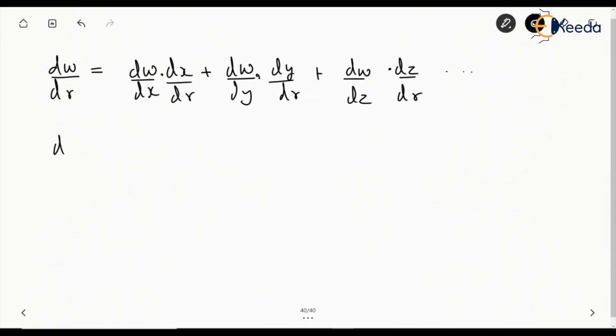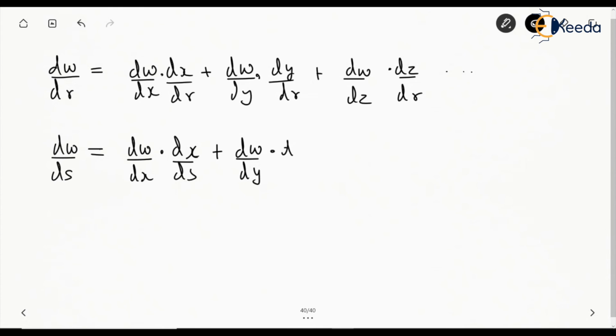Similarly, if we are differentiating with respect to another variable, let's say s, in a similar fashion this can be given as dw by dx into dx by ds, plus dw by dy into dy by ds, plus dw by dz into dz by ds, and other terms.